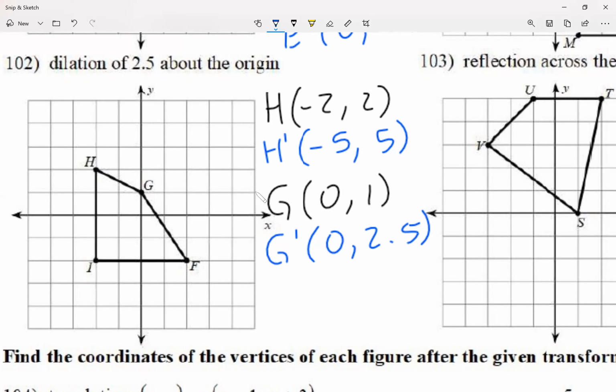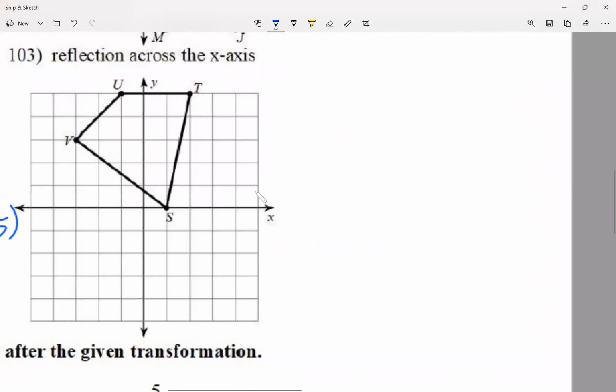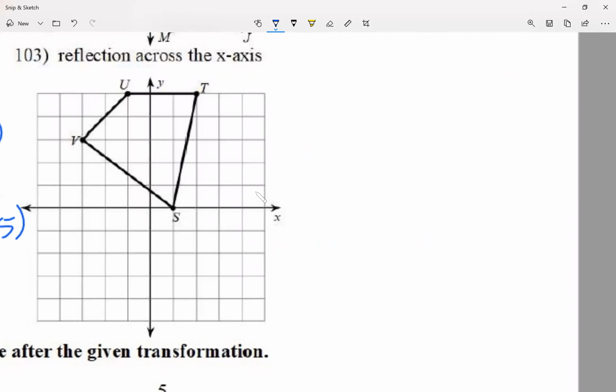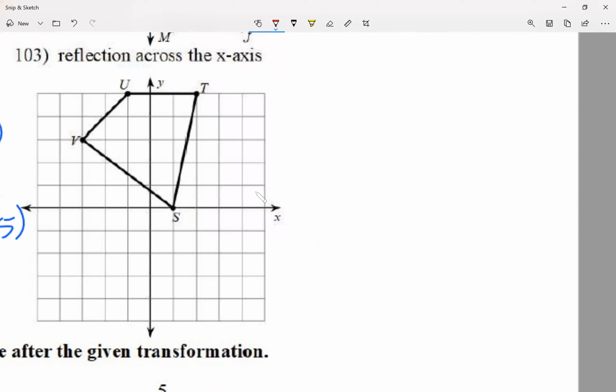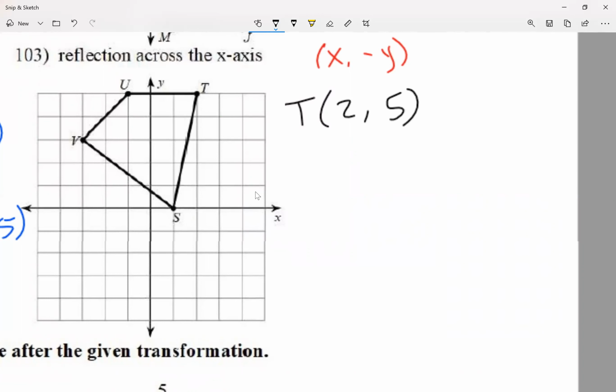Now let's take a look at 103. According to my rules, I'm looking at my notes. Reflection across the x-axis. That one says xy becomes x negative y. Okay, what does that mean? I'm just going to switch the sign on the y. So if I asked you to follow point T, T is 2, 5. So if we want to do T prime, my answer will be 2, negative 5. Just change the sign on the y value.